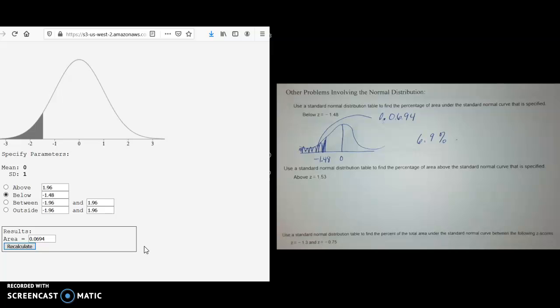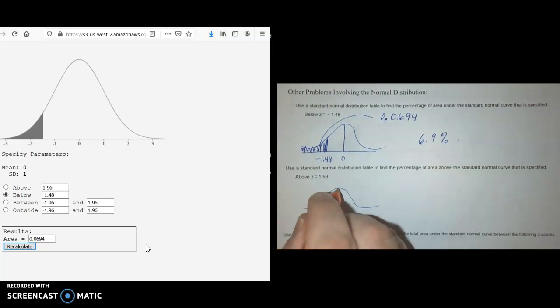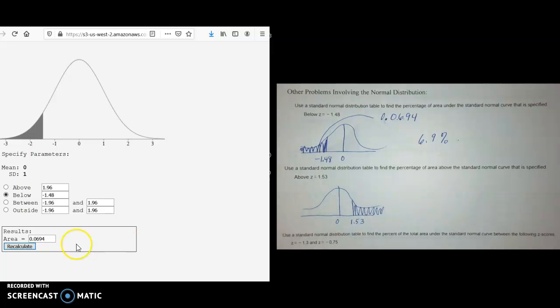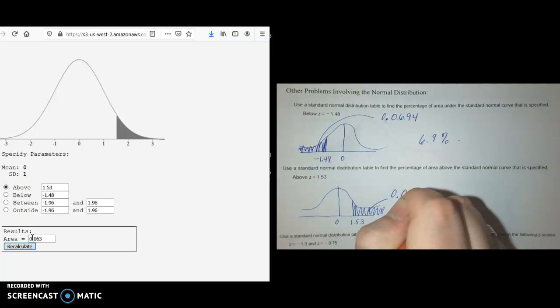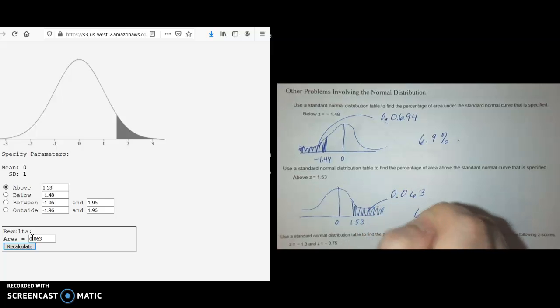So that's basically all you're going to do. So for the next one, I want to know the area or the percentage above 1.53. So here's 0. 1.53 is somewhere over here, so I want to know this. So I'm going to click on above, and I'm going to type in 1.53. And I'm going to click recalculate, and it's going to give me 0.063 or 6.3%.